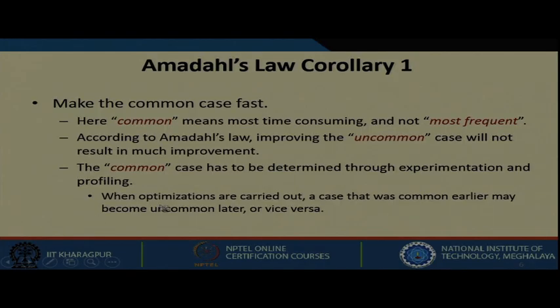So, when we say common part, we mean the most time consuming part. You have made some improvement and reduced that time, and then next time it might change. So, this phenomenon says that when optimizations are carried out, a case that was common earlier may become uncommon later, because you have already taken care of that particular case.